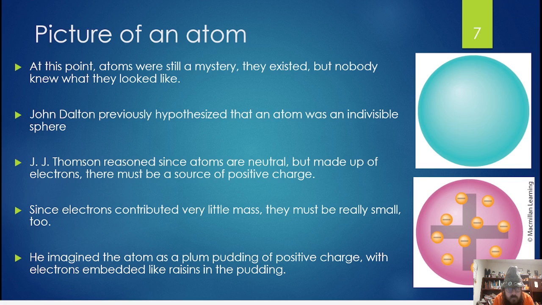There was reason that because the electrons had very little mass, they must also be very small. So he imagines the atom as a plum pudding with positive charge, and electrons embedded like raisins in the pudding. Now, this was not the only model. There's also a planetary model with the electrons revolving around the sun, which is the proton. And there's maybe some others too, but the idea of a good hypothesis or model is that it's testable.